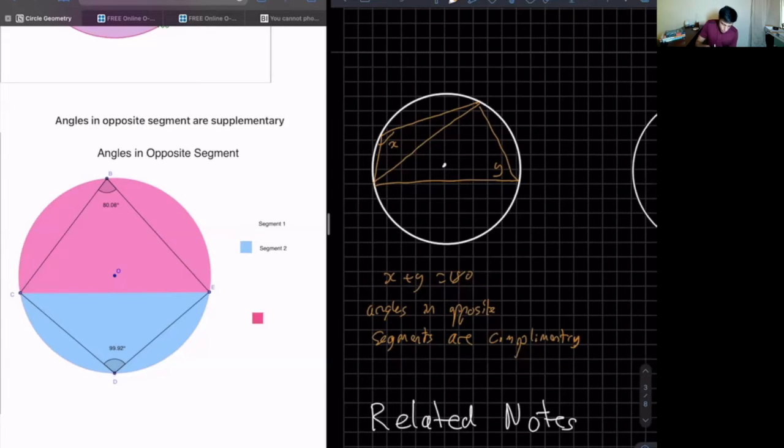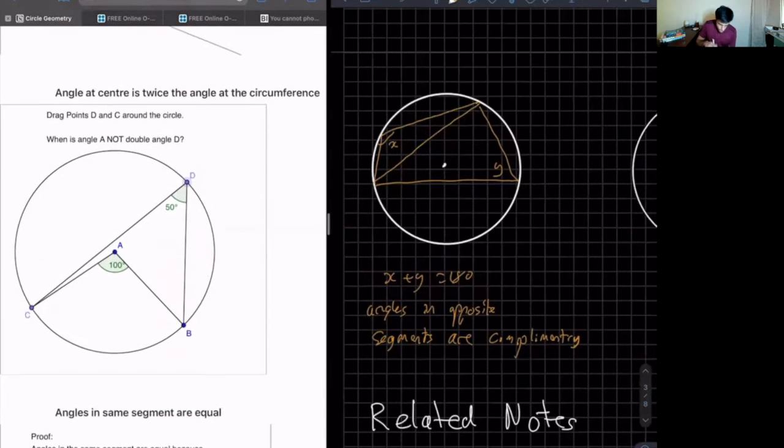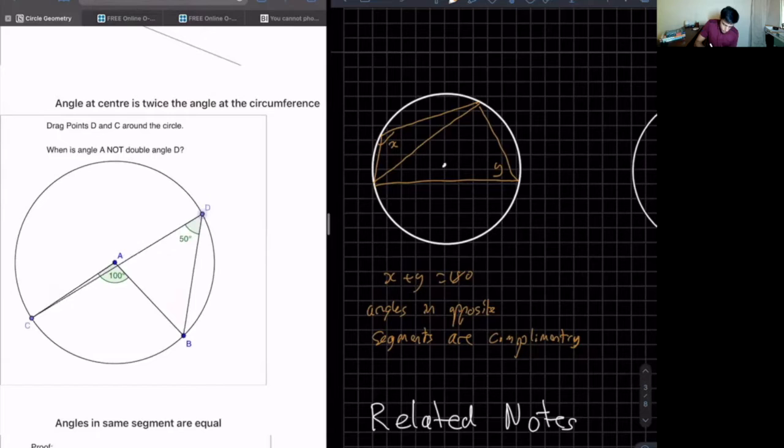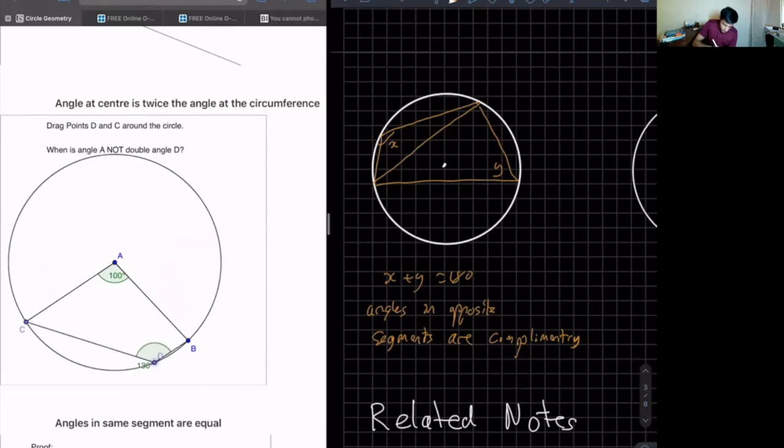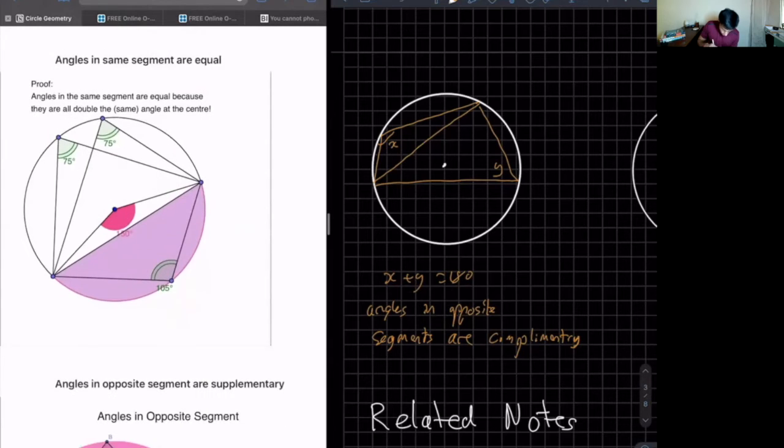So if we go back to the rule up here, now this will make more sense to you, except it's not drawn. There's 130 down here, but there's 50 up here. What this means is 50 up here plus 130 down here is 180. All right, that's what's happening. So that helps in understanding.